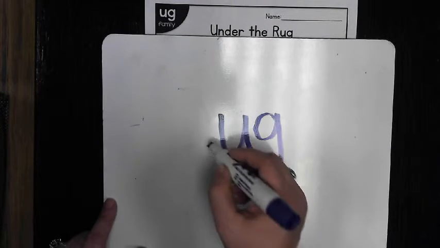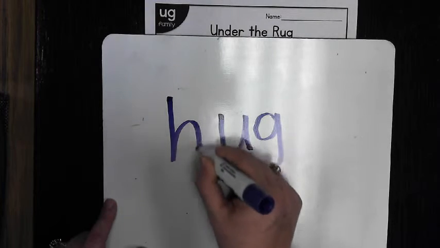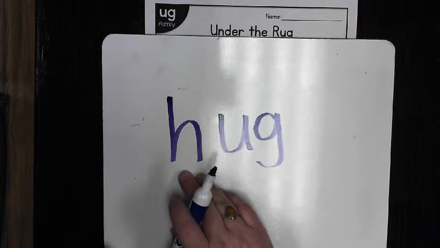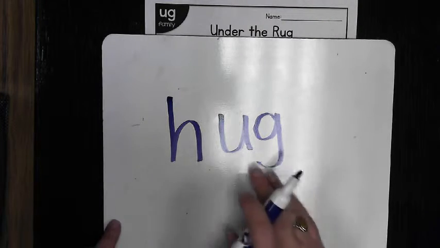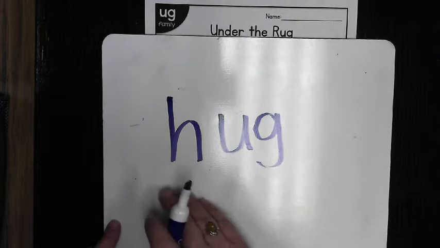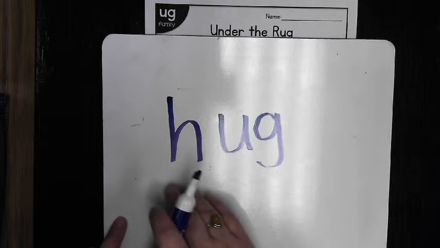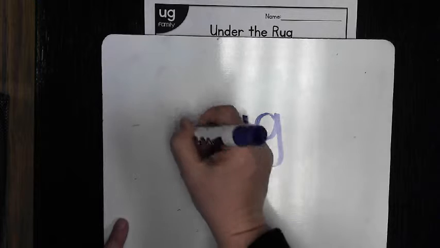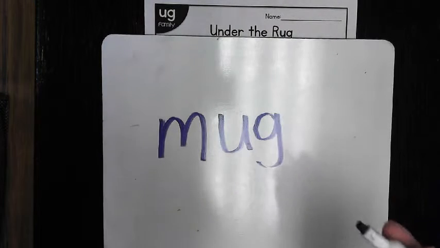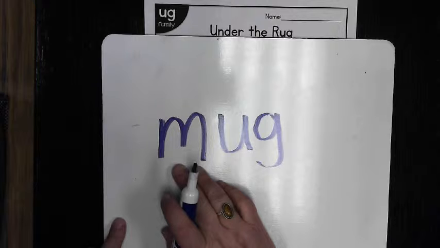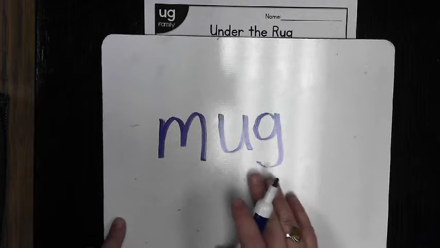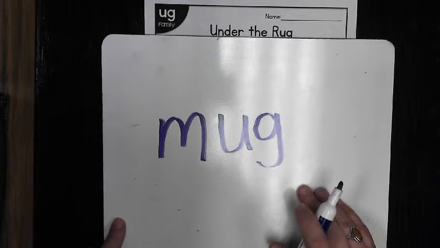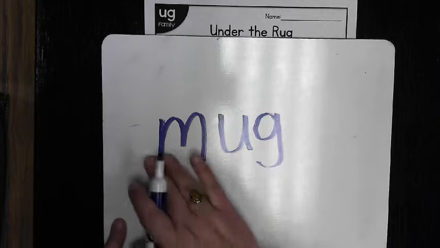What if I added an H? Think about how an H sounds. An H says H. So I have H-UG, hug. Hug, like you give your mom a hug. What if I make it an M? An M says M-UG, mug, like a coffee mug, like a mug you would drink out of.